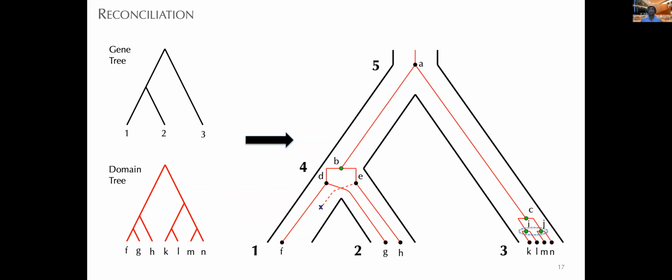The typical process through which domain-level evolutionary events are inferred is called reconciliation. In reconciliation, the input is a gene tree and a domain tree, and topological inconsistencies are reconciled between these two trees to find an event history and a mapping of internal domain nodes to gene nodes.